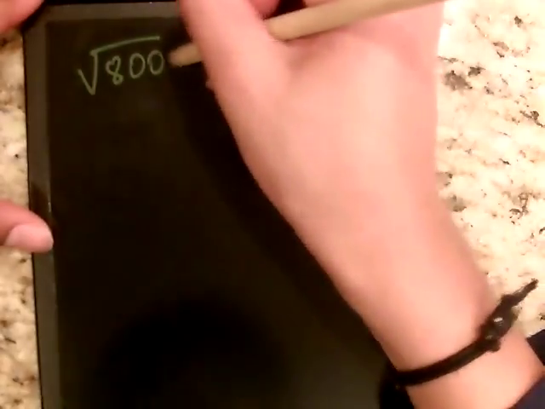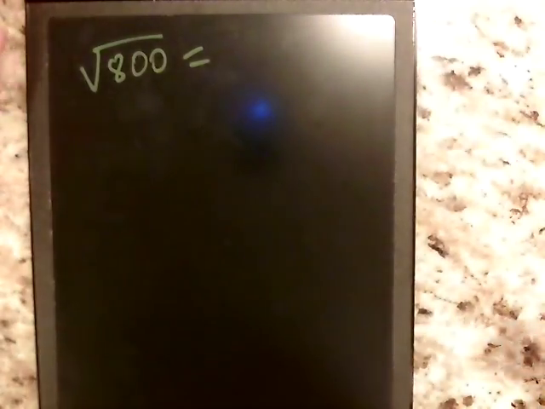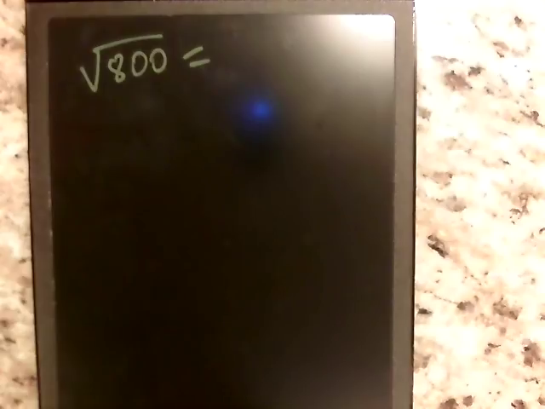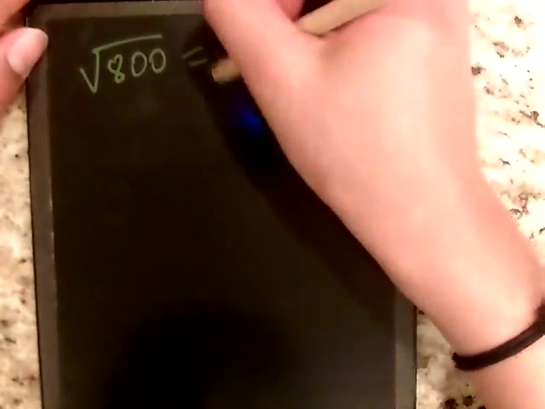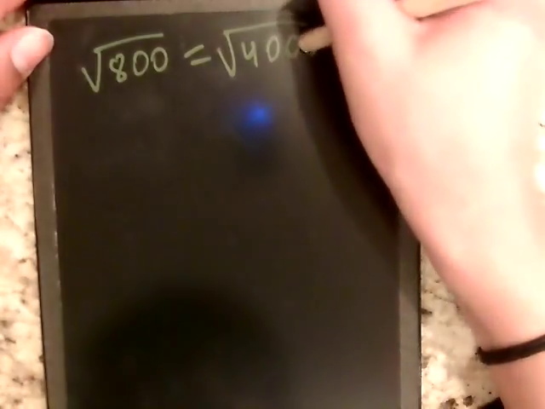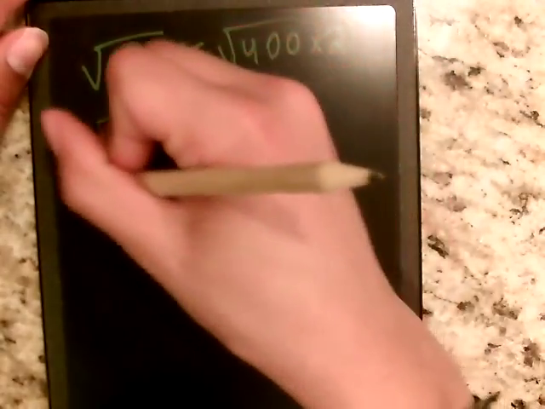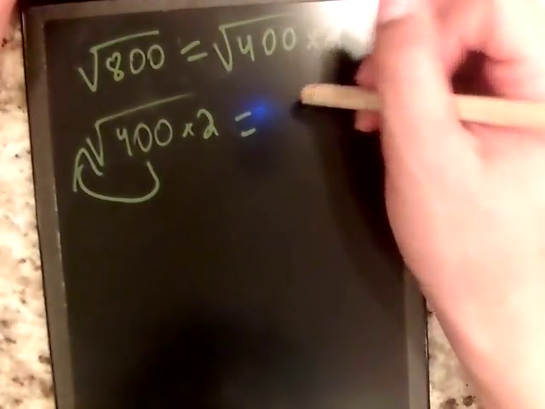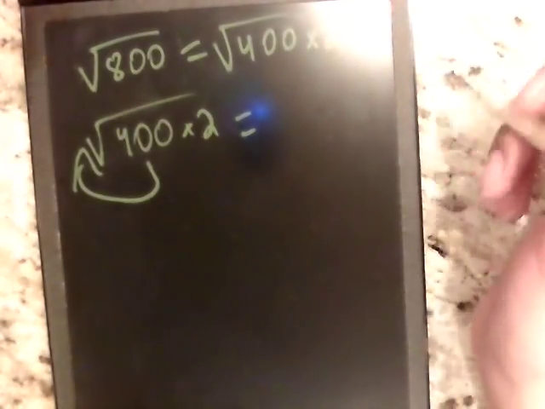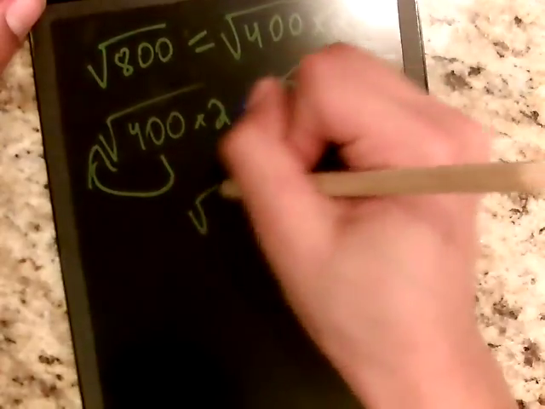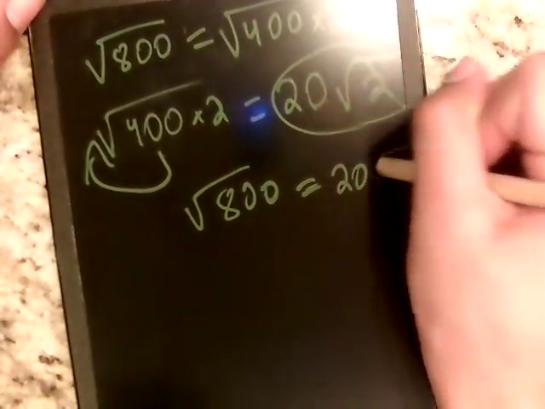root 800. You will find that 16 is indeed a factor of 800, I believe, but it will not be the largest square factor. That will actually belong to 400. So we can write this as 400 times 2. And then again, we bring the 400 outside of the radical, and square rooting it in the process. The square root of 400 is 20. And so the answer is that root 800 equals 20 root 2.